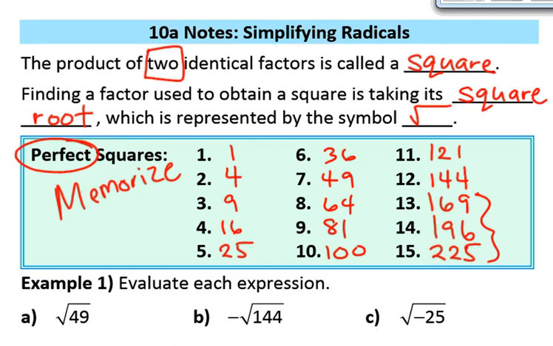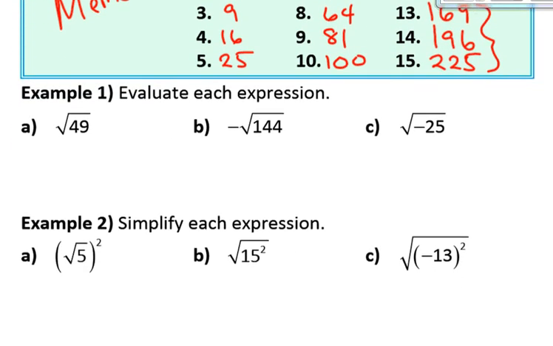So then if I were to ask you for the square root of any of these perfect squares, so if I were to ask for the square root of 64, you need to be able to tell me that that's 8. All right, so let's look at a couple of examples. So again, this is pretty easy. Evaluate each expression. If you have a perfect square underneath this radical, then it's very easy. The square root of 49 is 7.